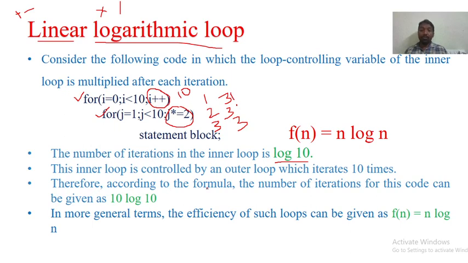So according to the formula, the number of iterations of this code can be given as 10 log 10. In more general terms, the efficiency of such loops can be given as f of n equal to n log n. This is the formula we use for this. Okay, f of n equal to n log n.